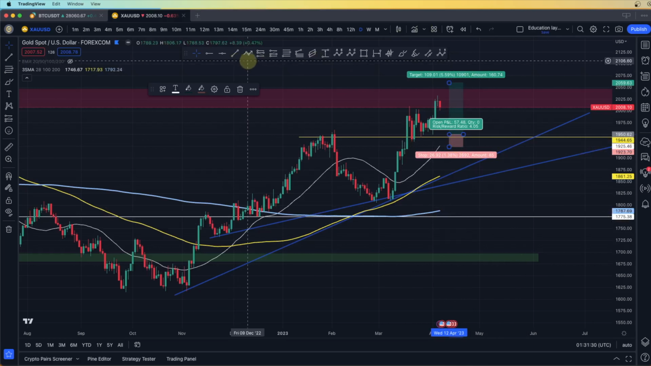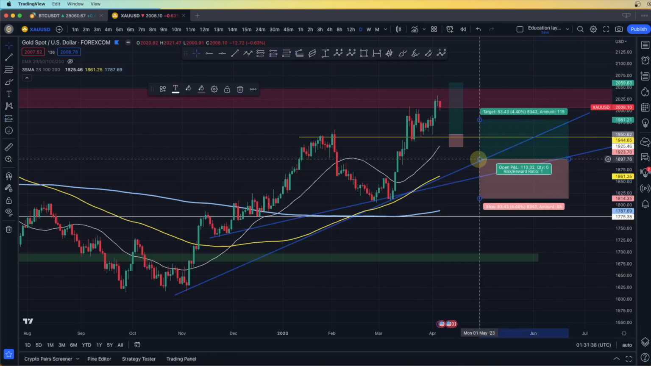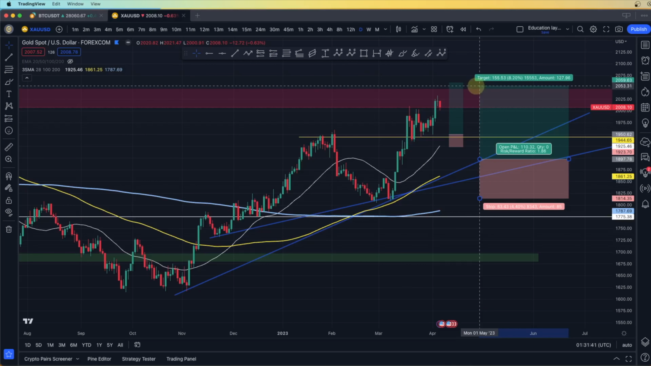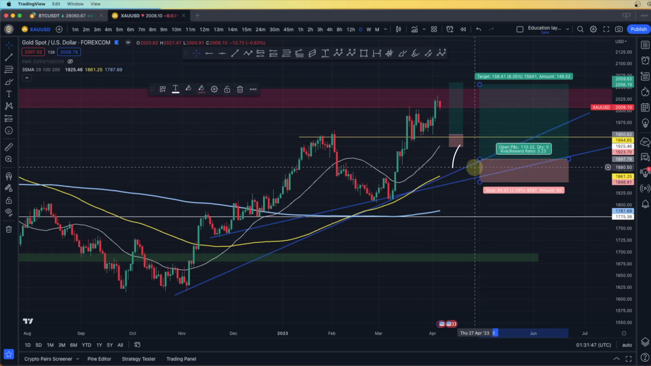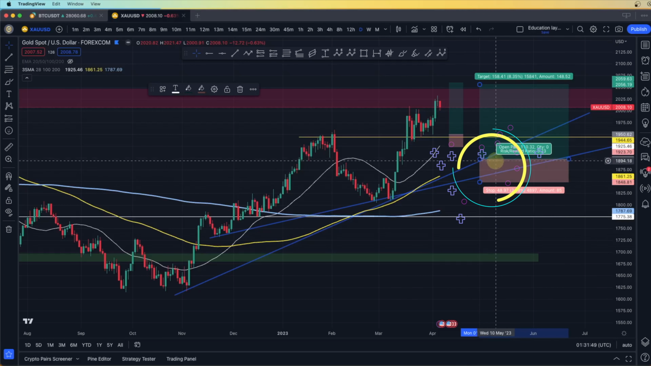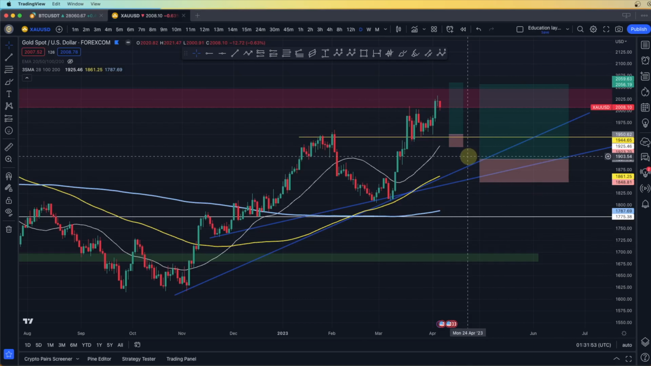The next setup for me is going to be a long position here. When the market goes into this area, I'm going to long the market on this area with a good risk to reward ratio.